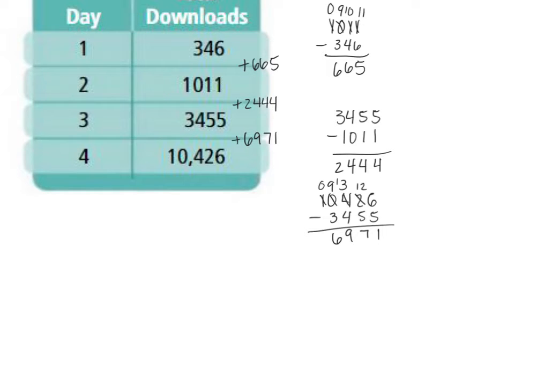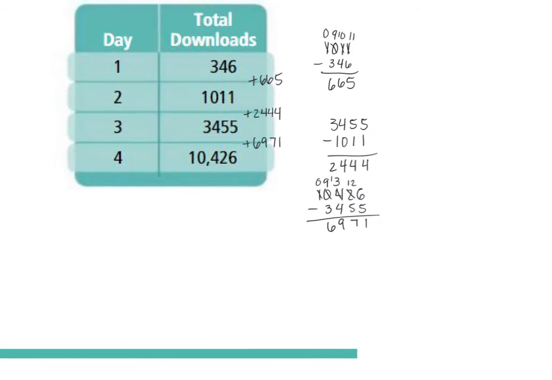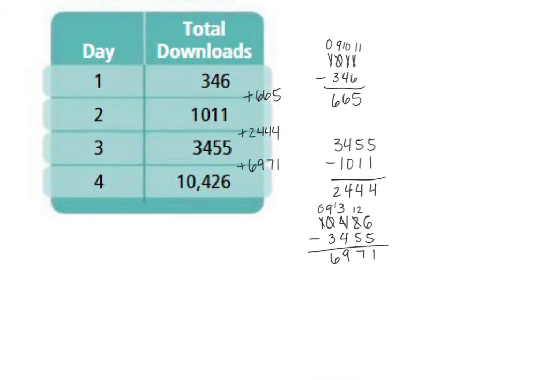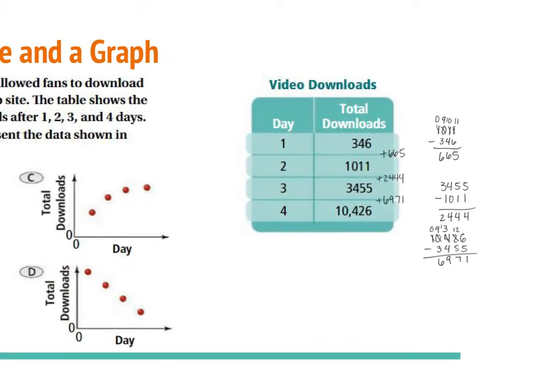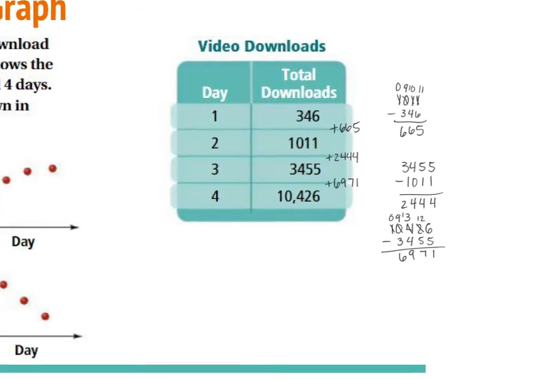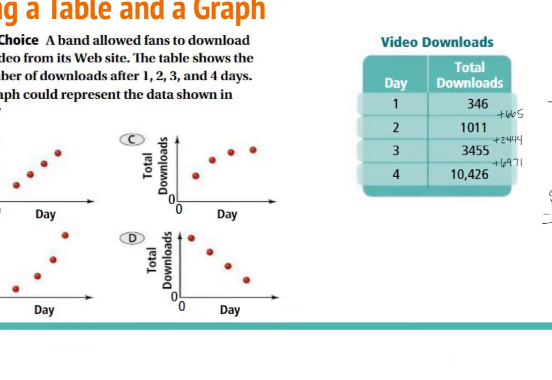Now, one thing you need to notice, guys, our days are increasing by 1 each time, right? But the total number of downloads is not increasing by the same amount after each day. It increased by 665 between day 1 and 2, 2,444 between 2 and 3, and then between 3 and 4, it increased 6,971. So not only is it increasing, but the amount that it's increasing is also going up.